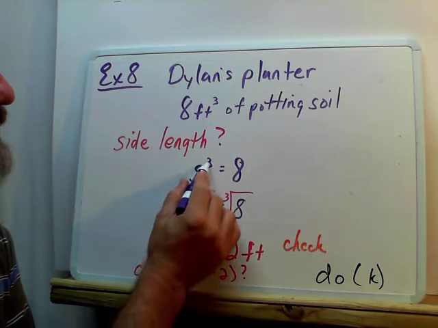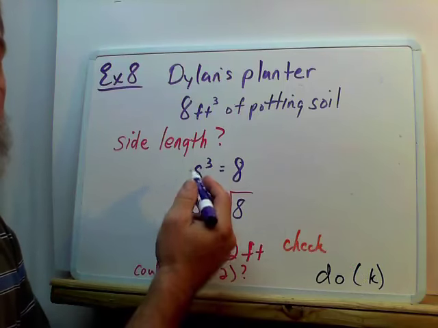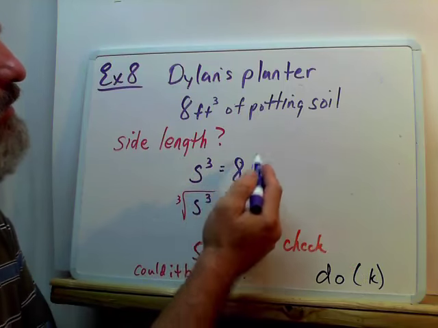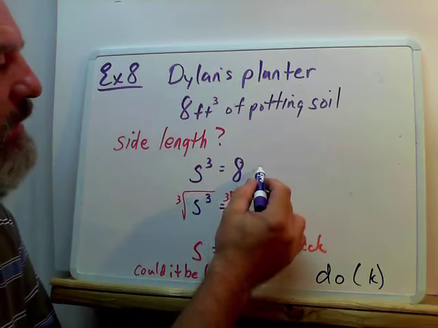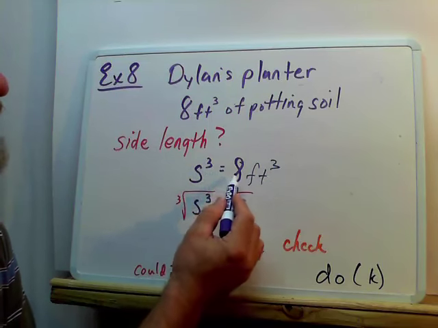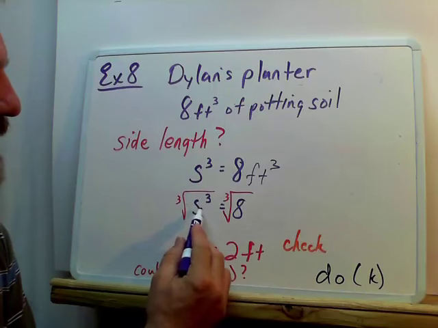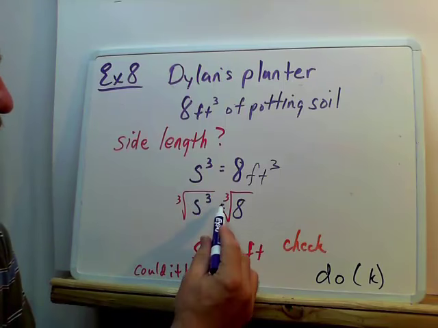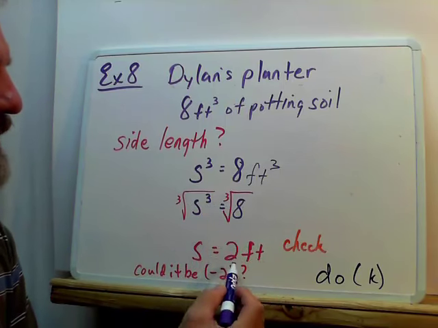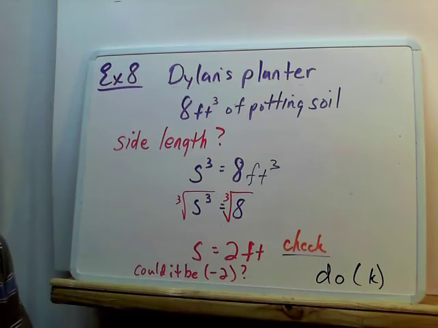So we have S cubed, because length times height times width, which in the case of a cube is S times S times S, will give you the volume. We know the volume is 8 cubic feet. So we have S cubed equals 8. We take the cube root of each side. The cube root of S cubed is S, and the cube root of 8 is 2. 2 times 2 times 2 will give you 8. So we did our check. 2 times 2 times 2 is 8. We have a good answer.